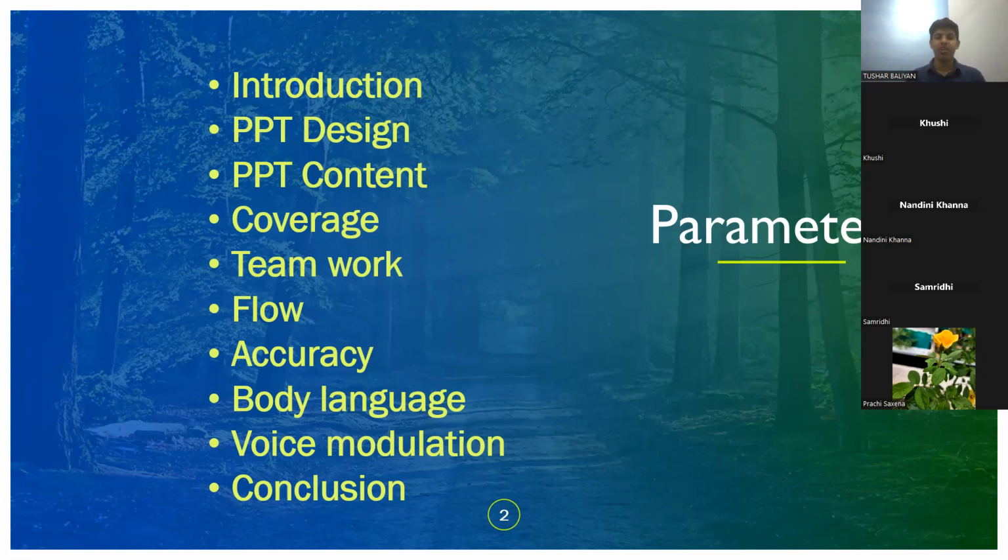Be natural, but do take care of this modulation, that sometimes when some point is there, you speak it with a lot of force. When the important point is there, you speak in a way which is more powerful and catches the attention of the audience. So this is an important thing we have to keep in mind. Then coverage is the next point: whatever you have decided in your presentation, the coverage should be good enough. The coverage should cover all the important points.